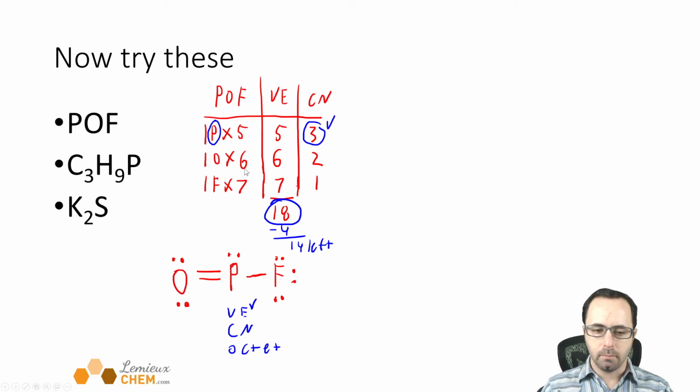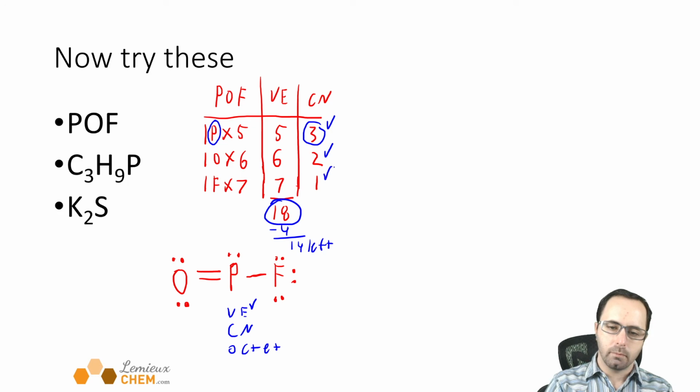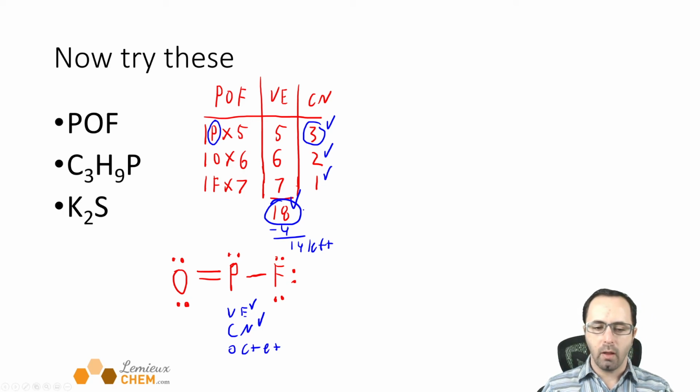Is oxygen making 2 bonds? 1, 2. Yes. Is fluorine making 1 bond? Yes. Okay. So covalence numbers are good. Valence electrons are good. Finally, octet.